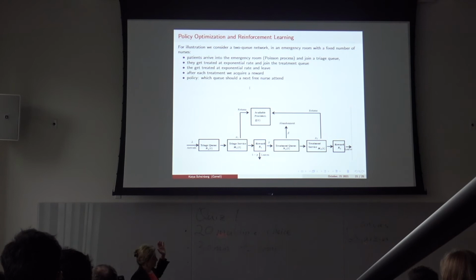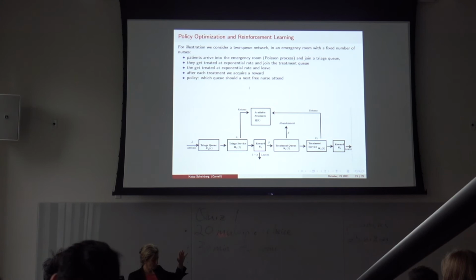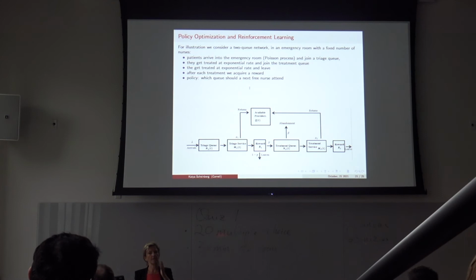So we have basically an emergency room. This is our story. We have an emergency room, and we have two queues: there's triage and there's treatment. People come into the emergency room at some rate, and they join the triage queue. They eventually get processed by a nurse at some rate, and then we collect a reward for that, and then they join the treatment queue.